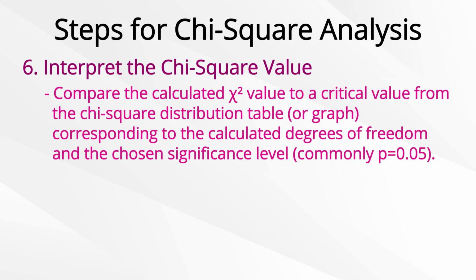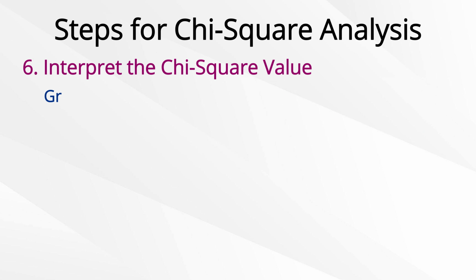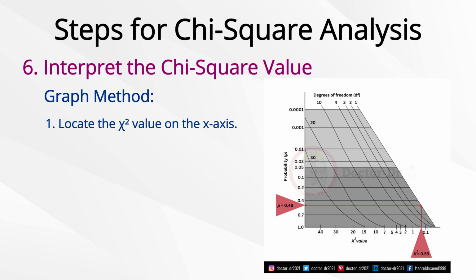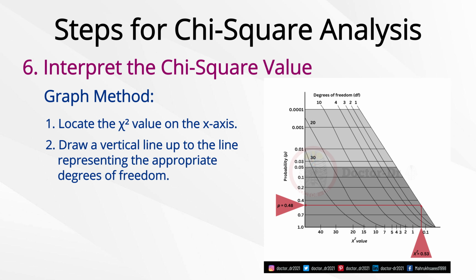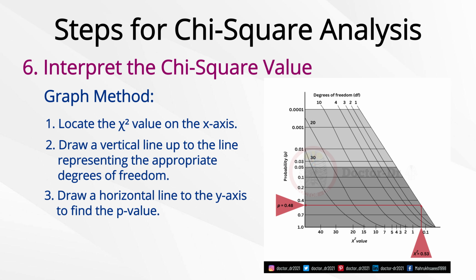6. Interpret the chi-square value. Compare the calculated chi-square value to a critical value from the chi-square distribution table, or graph, corresponding to the calculated degrees of freedom and the chosen significance level. Commonly, p equals 0.05. Graph method. Locate the chi-square value on the x-axis. Draw a vertical line up to the line representing the appropriate degrees of freedom. Draw a horizontal line to the y-axis to find the p-value.